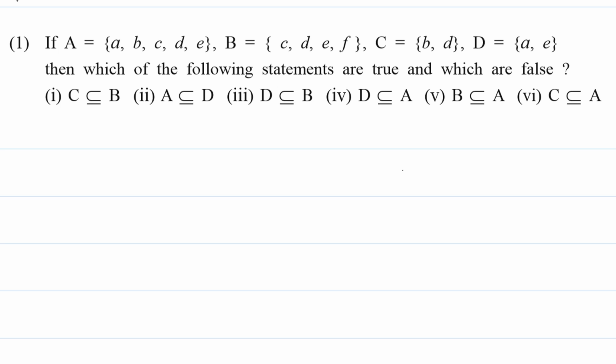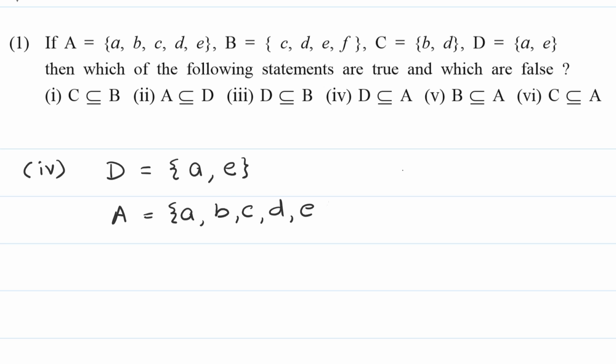Consider the fourth sub question. D set has two elements A and E. Set A is A, B, C, D, E. Here A belongs to D as well as A. E belongs to D as well as A. So all elements of set D are present in A, and therefore D subset of A is true.